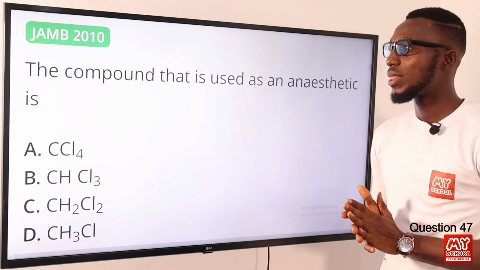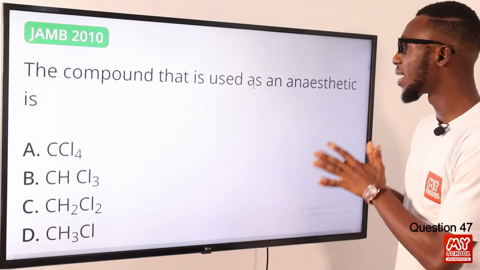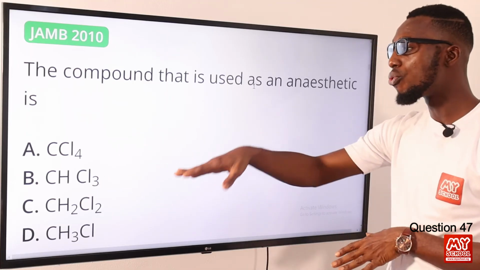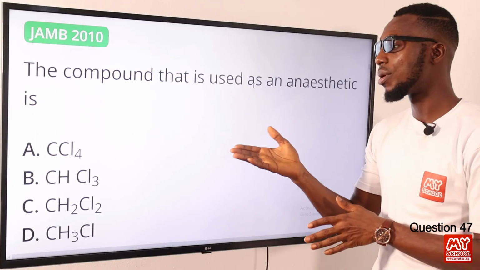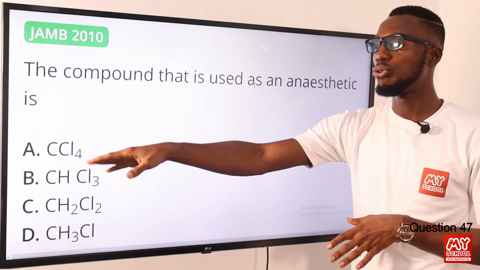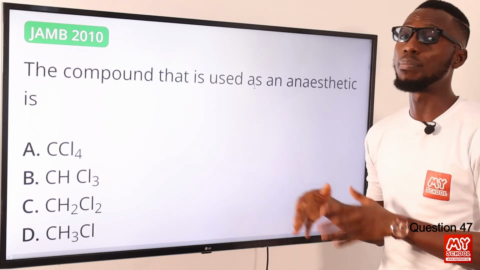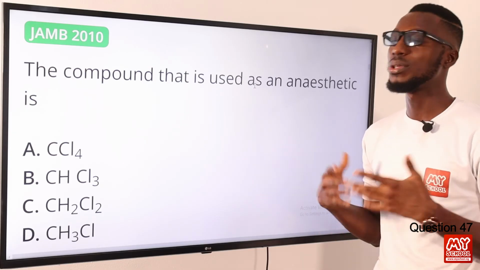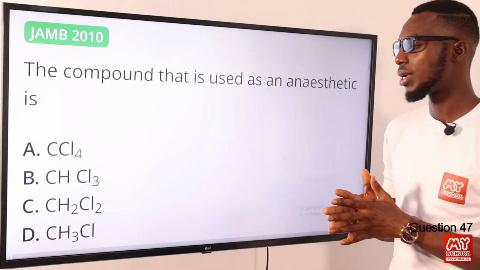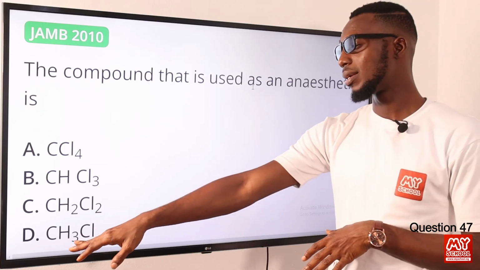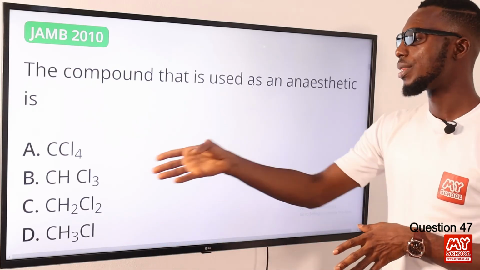Question 47. The compound that is used as an anesthetic is what? That is chloroform or trichloromethane. As well, you can use it to preserve biological specimen. Okay, so this is tetrachloromethane. We use this as an important organic solvent as well. Probably you want to remove stains. It's also useful when it comes to fire extinguisher. So we have option C and option D. This is dichloromethane and this is chloromethane. So the correct option is option B.